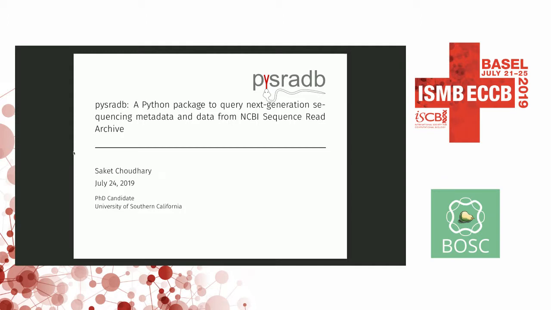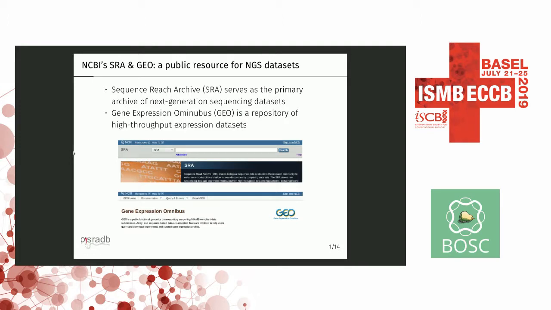Right. Hi, everyone. I'm Saket. I'm a PhD candidate at University of Southern California. I want to start off with thanking the organizers, both ISCB and OBF and BOSC, for giving me a chance to talk about my package, pysradb, which is a package for downloading, querying metadata and data from NCBI Sequence Read Archive. NCBI Sequence Read Archive is a repository of next-generation sequencing datasets. It has a collection of all the public datasets that exist out there, which have followed next-generation sequencing. The corresponding repository, which is specific to gene expression datasets, is called GEO.